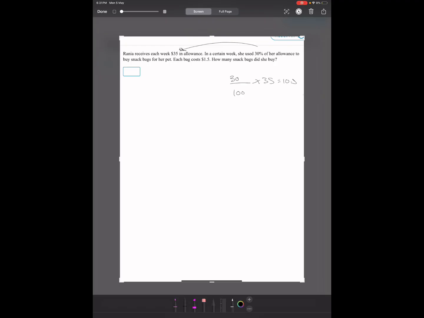But she said each bag costs 1.5. How many snack bags did she buy? So you do 10.5 divided by 1.5. This is just logic, okay? You get 7. She bought 7 snack bags.